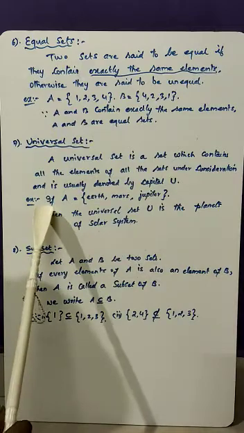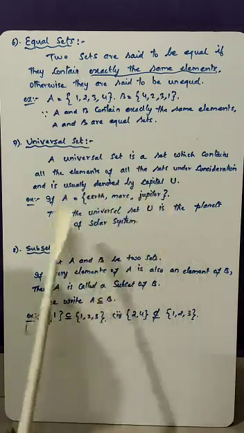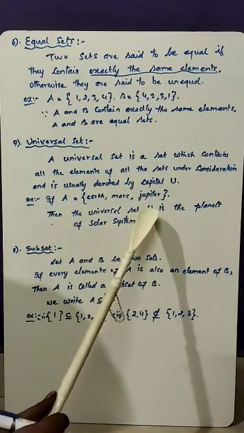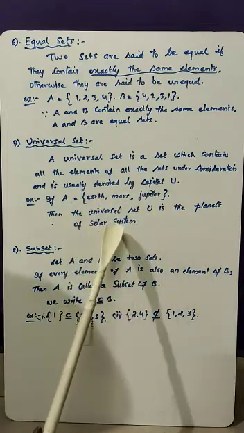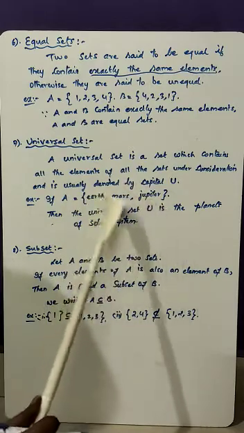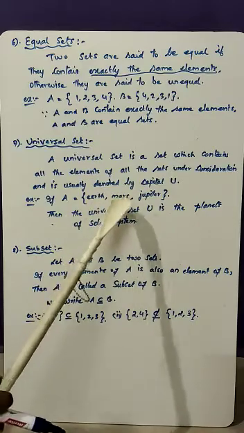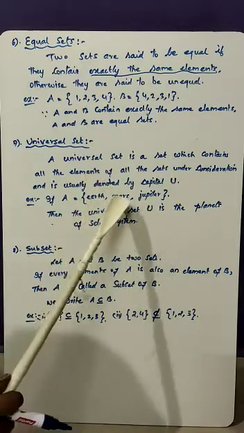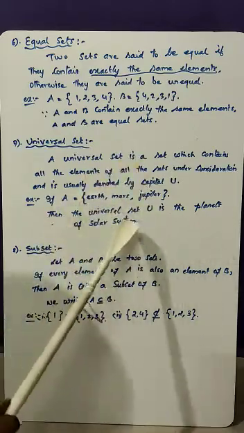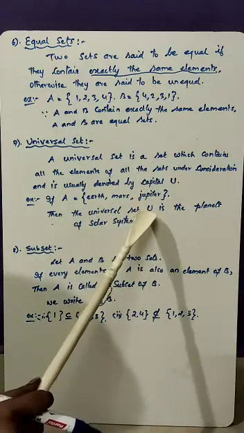For example, if A is equal to Earth, Mars, Jupiter, then the universal set U is the planets of the solar system. A is Earth, Mars, Jupiter, which are planets of the solar system. They are giving only some planets. All of these are in the solar system, so the solar system is the universal set.